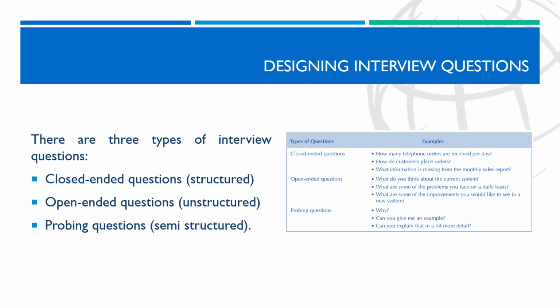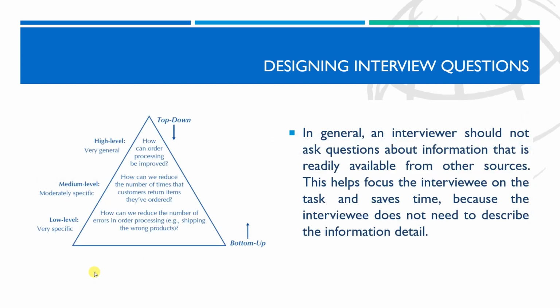When done politely, probing questions can be a powerful tool in requirements gathering. Of course, if we mix these three types of question, it's a better way. In general, an interviewer should not ask questions about information that is readily available from other sources. This helps focus the interview on the task and saves time, because the interviewee doesn't need to describe the information in detail. He or she just needs to point it out on the form or report.